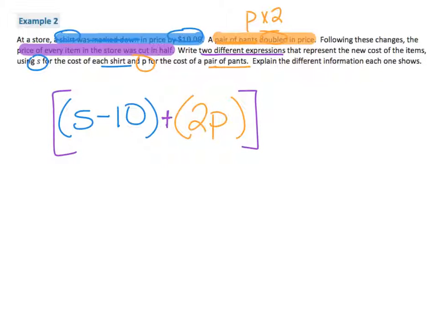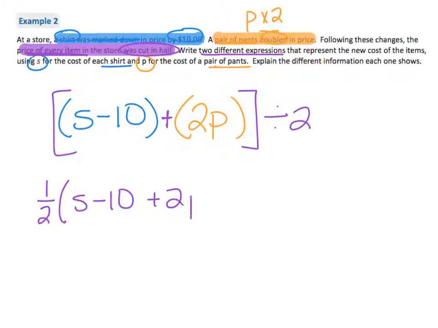Okay? The next thing says that every item in the store was cut in half. So if I'm going to take half of this, we are going to divide by 2. However, dividing by 2 isn't always the best way to write this. Instead of writing dividing by 2, I'm going to multiply by 1/2 since it's the same thing. So my first expression is going to be 1/2 times S minus 10 plus 2P.